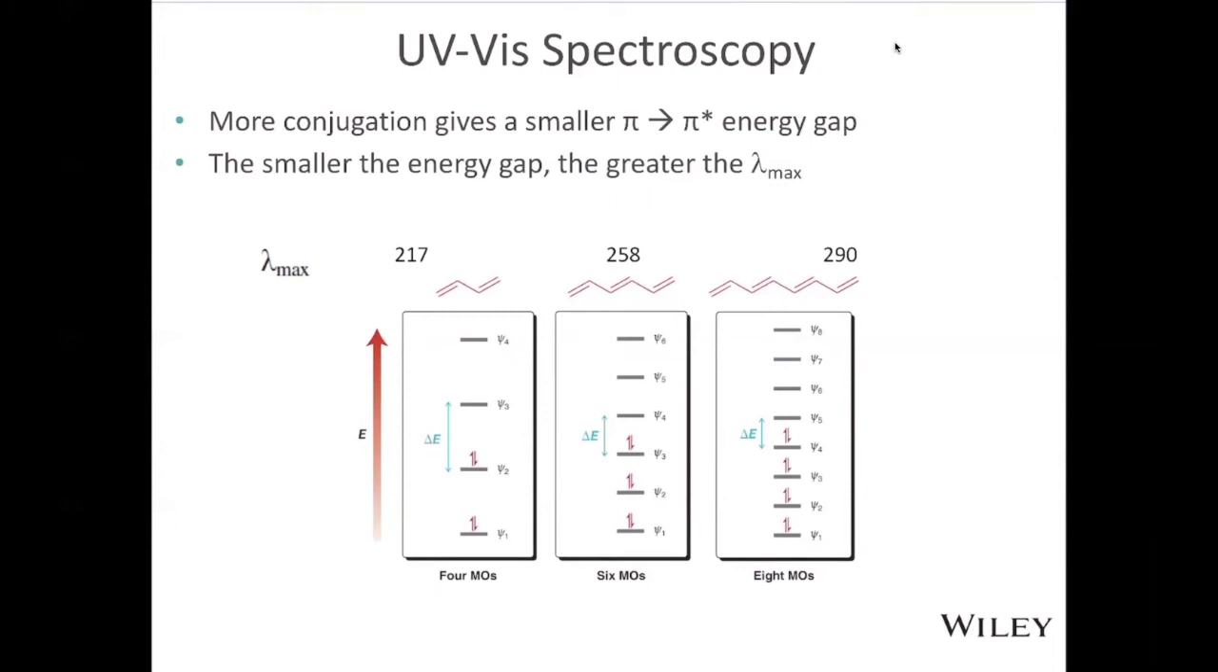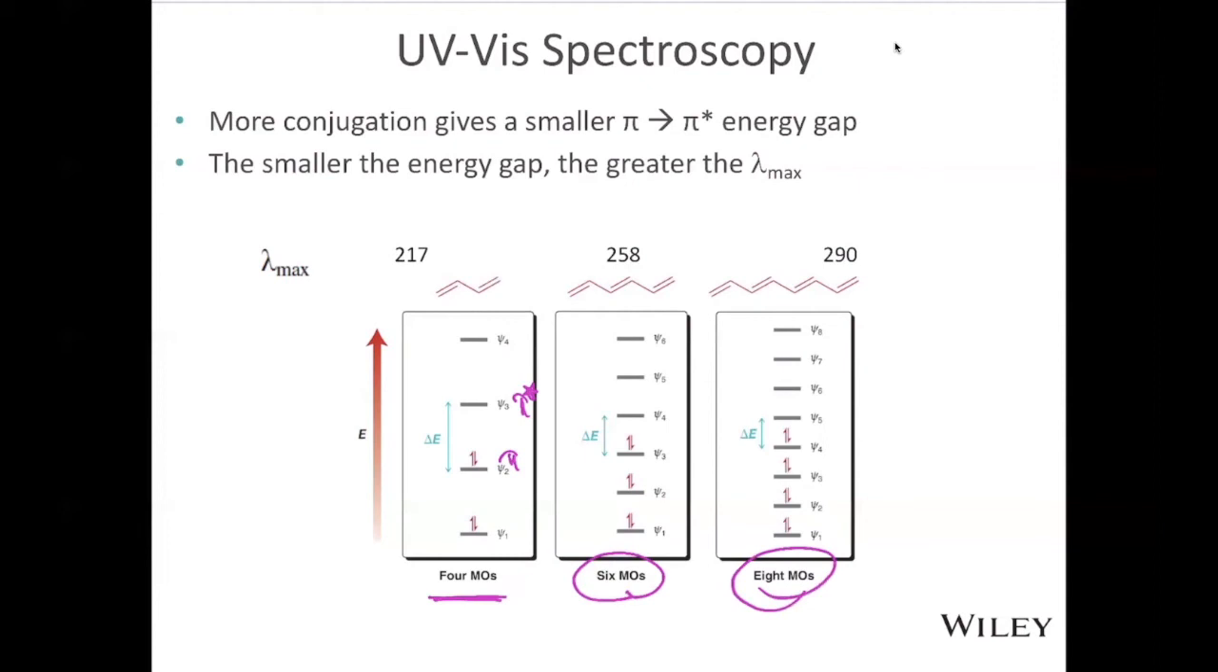And if we look at the differences in energy level, if we have 4 molecular orbitals, the distance between pi and pi star is shown here, meaning that this one requires more energy to excite that electron. And if we have 6 molecular orbitals, that distance decreases, which requires less energy to excite that electron. And if we have 8, it decreases even more, requiring even less energy. And remember, that's a higher lambda max value.